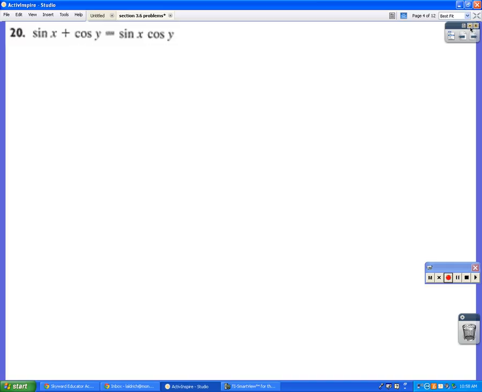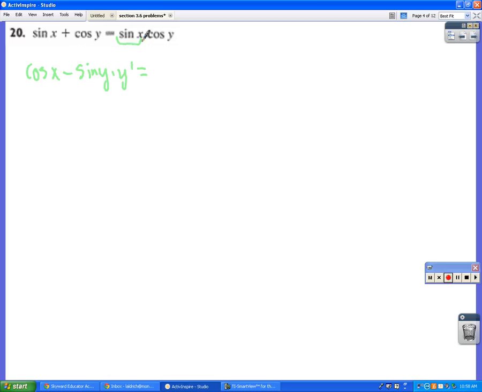The derivative of sine is cosine. The derivative of cosine y is going to be negative sine y times y prime. Wait, what? Why is it just simple? The derivative of cosine is negative sine. Yeah. The y stays the same. And then I have to multiply that by the derivative of y.